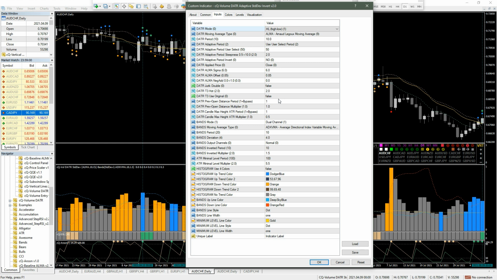The rest of it works as usual, but I'm going to tag on the earlier video at the end of this for those who haven't seen it. This is for the DATR, directional ATR input.